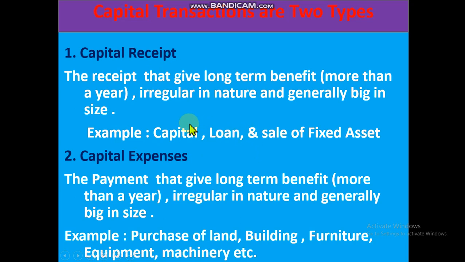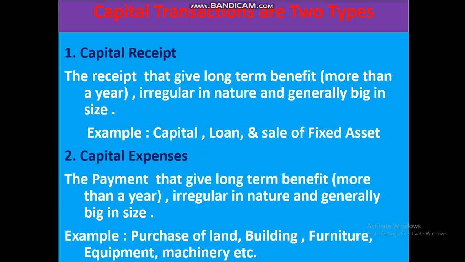Dear student, you know the capital owner will not give capital every day or every month or every year. Maybe once, or if it is required, he will give capital another time, or two times, in the whole life of a business. That's why this type of transaction is an irregular transaction, dear student.